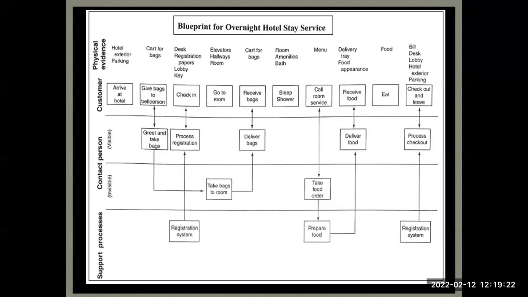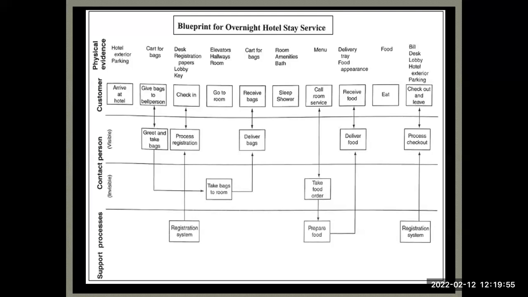So all these things which the customer is doing will be in the first row. The way employees are interacting with the customer, we have shown in the second row, which is visible. And at the backstage, some tasks will be performed, like taking bags to the room and preparation of the food. That is somewhat invisible, but those are not the support system. That's why we kept those actions in the third row, that is the invisible part.